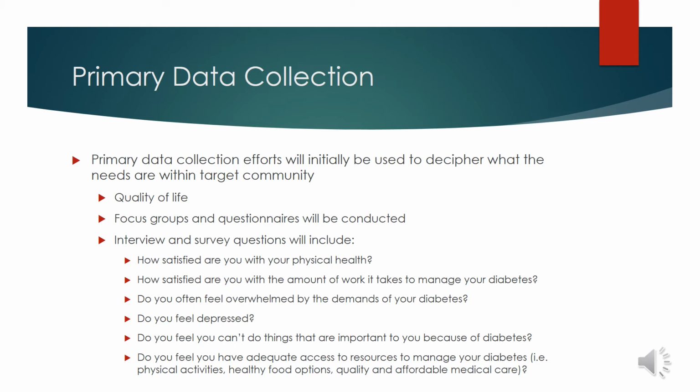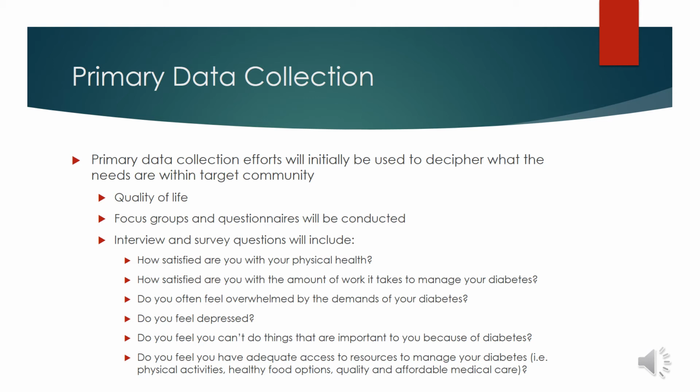Primary data will be collected through the use of focus groups and questionnaires conducted and given out within the targeted community. Interview and survey questions will involve some of the following to estimate the population's quality of life. How satisfied are you with your physical health? How satisfied are you with the amount of work it takes to manage your diabetes? Do you often feel overwhelmed by the demands of your diabetes? Do you feel depressed? Do you feel you can't do things that are important to you because of diabetes?